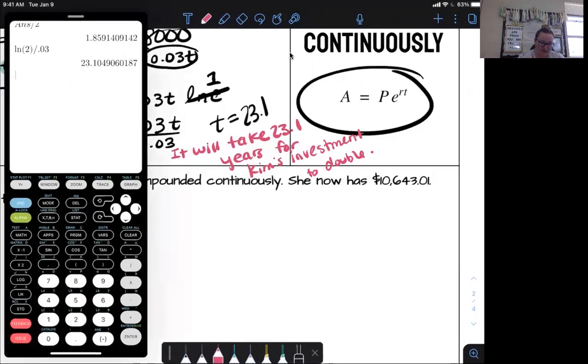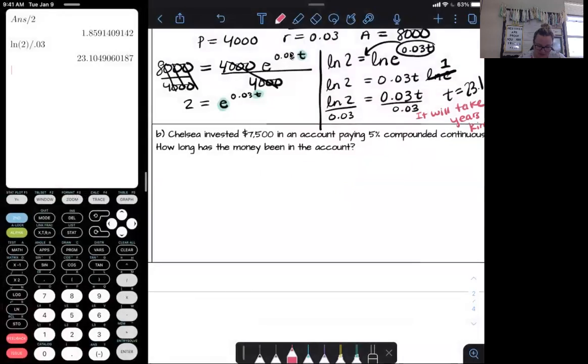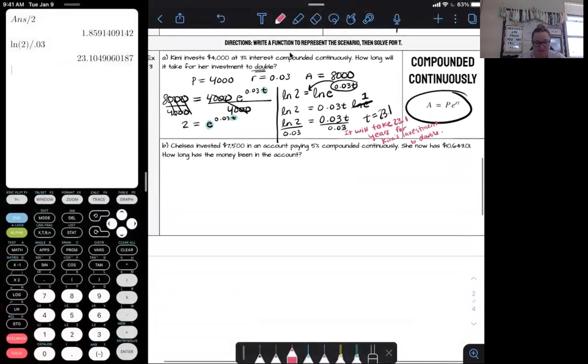All right, so I want to have you go ahead and do the second problem on your own now. Part B. Chelsea's investing $7,500 in an account paying 5% compounded continuously. She now has $10,643.01. How long has the money been in the account?